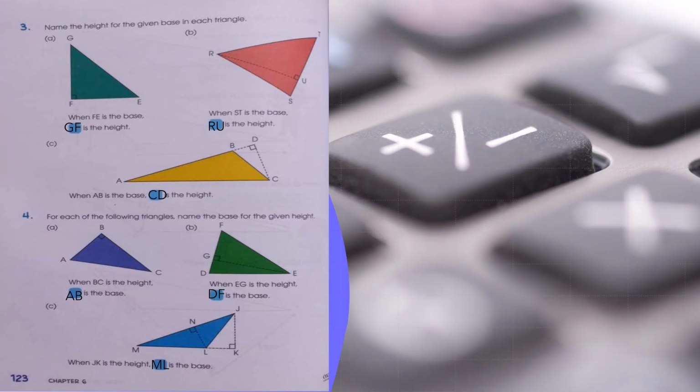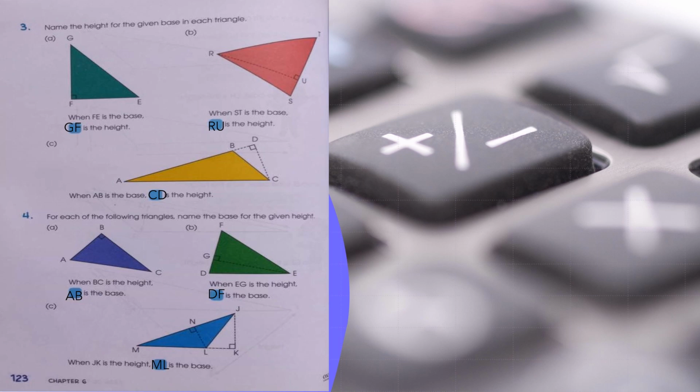Now in question 3, we have to name the height for the given base for each triangle. In part A, we have a triangle GFE and the base is FE, so the height is GF, because this is the straight line from point F to G. Now in part B, when ST is the base, we have drawn a perpendicular line from an arbitrary point which we called U to the vertex R. So RU is the height of the triangle.